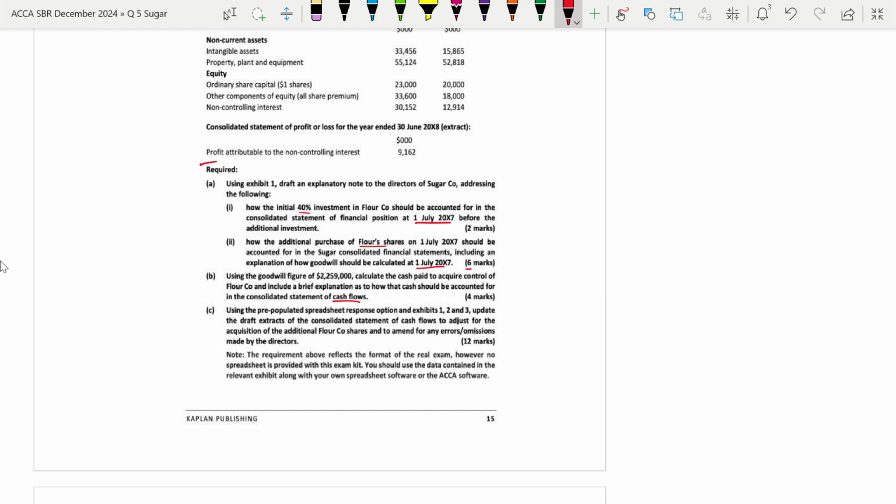You have the cash flow. You have the pre-populated spreadsheet response options. Update the draft consolidated statement of cash flows to adjust for the acquisition of additional Floor company shares and to amend any errors or omissions, 12 marks. If they are asking for pre-populated spreadsheet responses, it means you will have a lot of workings on that. Note that they are saying the above requires the format of a spreadsheet, however, they have not given the spreadsheet.